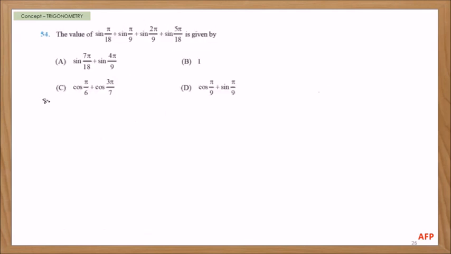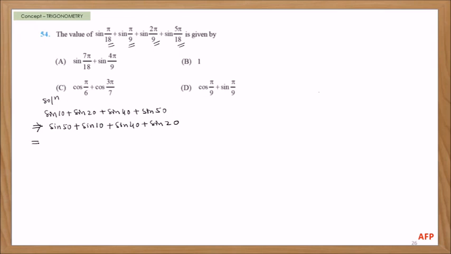Now solution. Okay. Sine 10 degrees, sine 20 degrees, sine 40 degrees, sine 50 degrees. This is 10, 20, 40, 50 degrees. So this we will rewrite it. Sine 50 plus sine 10 I will write. Sine 40 plus sine 20 I will write.